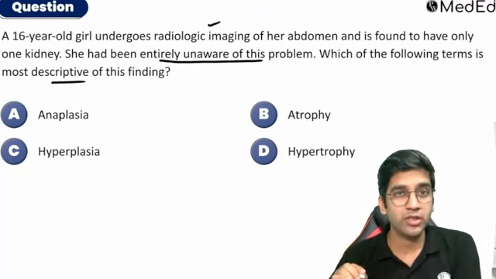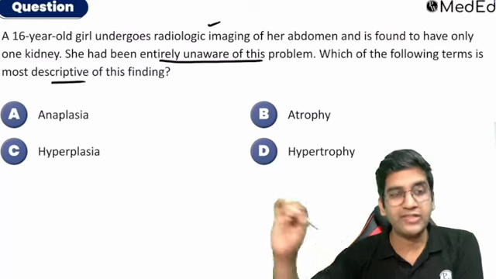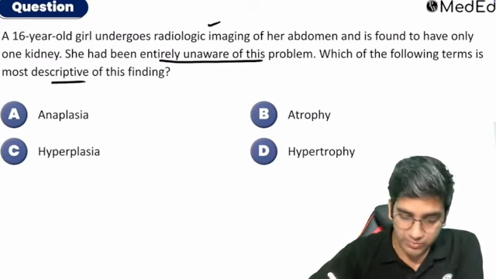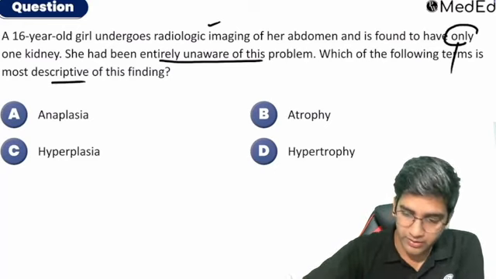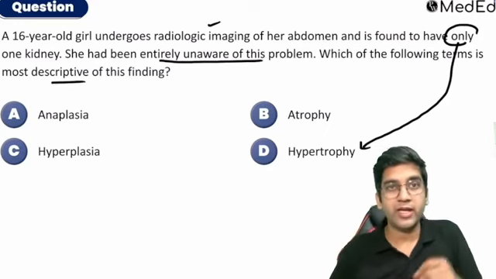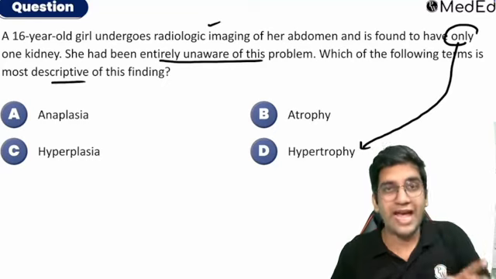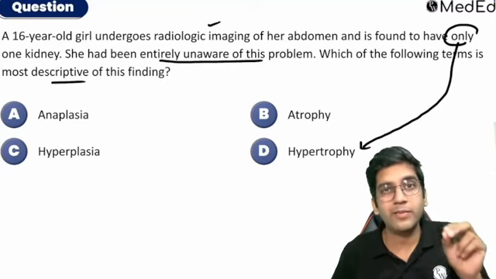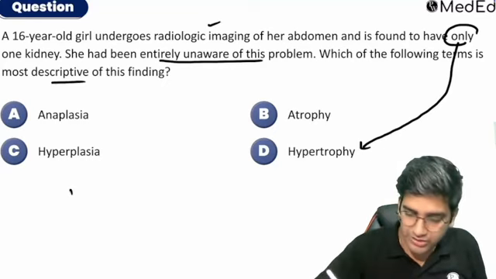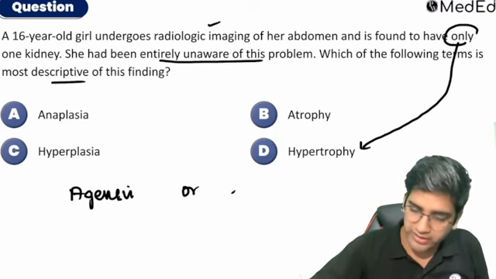I'm talking about the kidney which is present, not the kidney which is absent. The kidney which is present will become hypertrophied. I'm not talking about the kidney which is absent. For the kidney which is absent, I'm giving you two terms. Tell me which will be the best term: agenesis or atrophy.